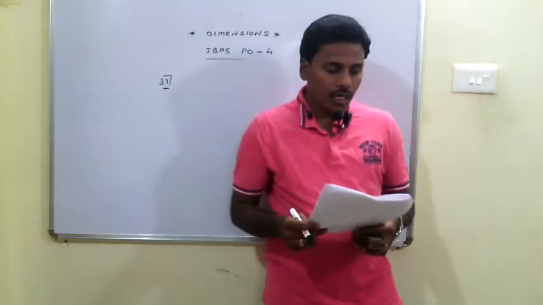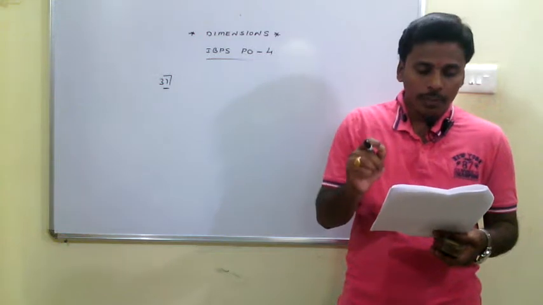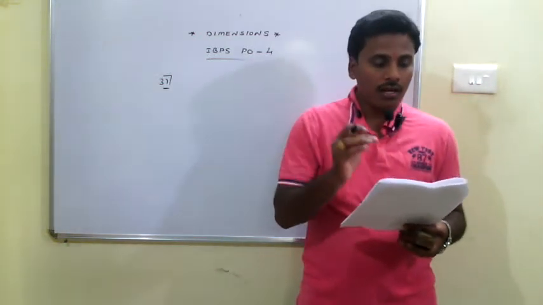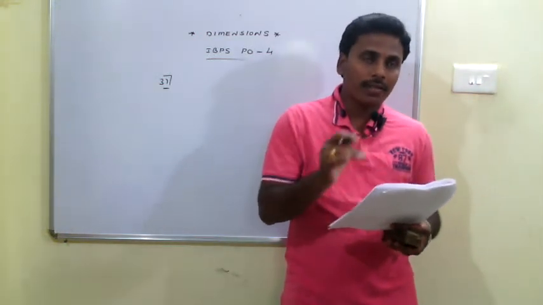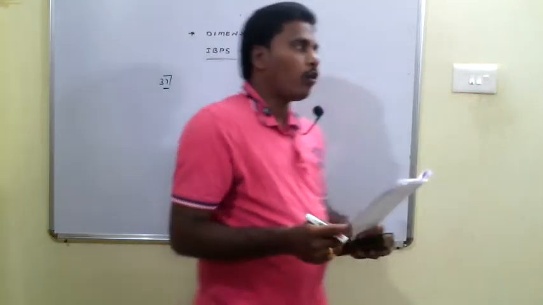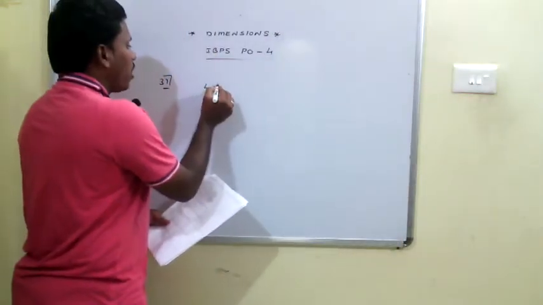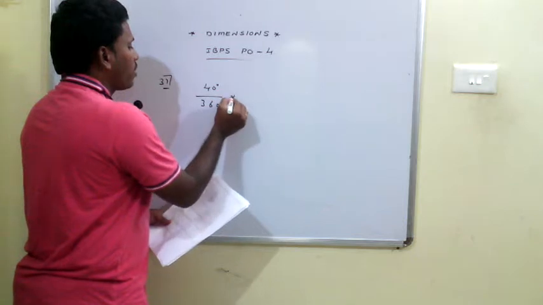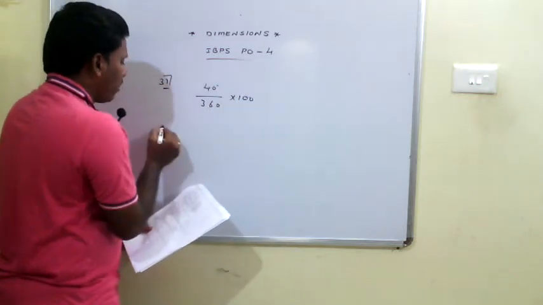Now, what percent of the total spending is spent on hockey? Hockey corresponds to 40 degrees. The total measurement is 360 degrees. So we need to calculate the percentage of 40 degrees out of 360. So 40 by 360 into 100 is your answer for 31.